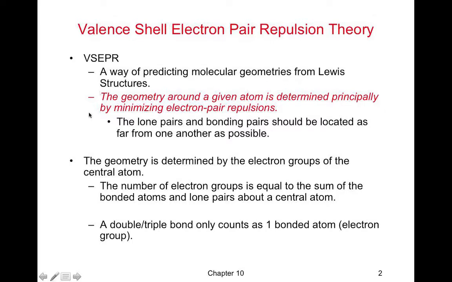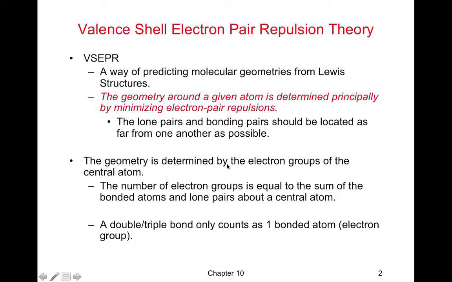The geometry around a given atom is determined primarily by minimizing electron pair repulsions. This is just a fancy way of saying that electrons are all negative, and so they want to get as far away from each other as possible. Any lone pairs or bonding pairs are all going to try to get as far away from each other as possible, and that's what determines the geometry of the molecule.